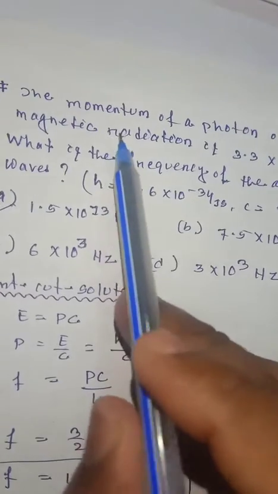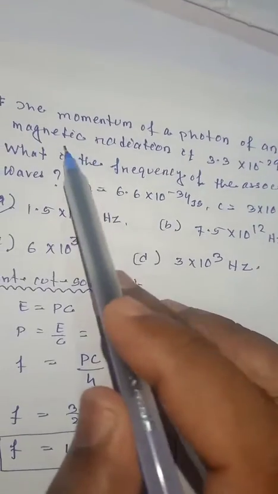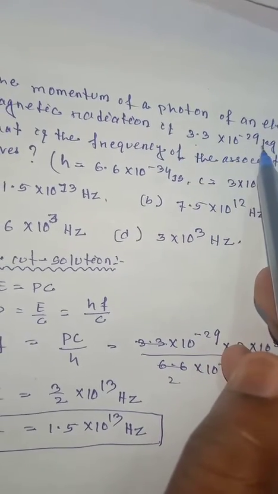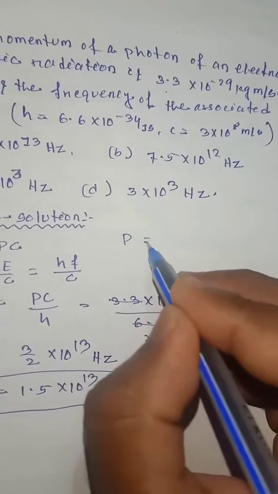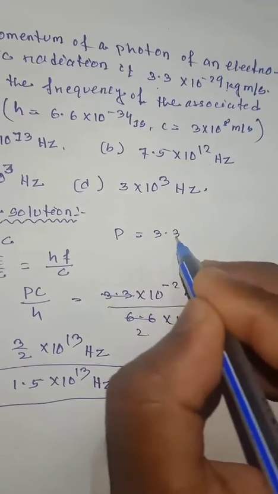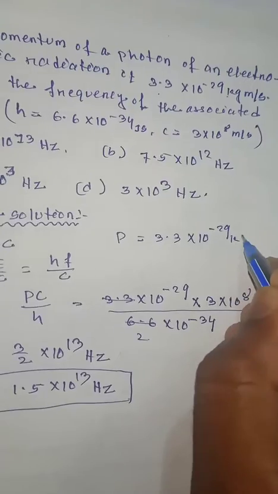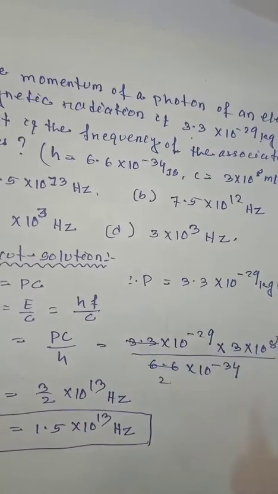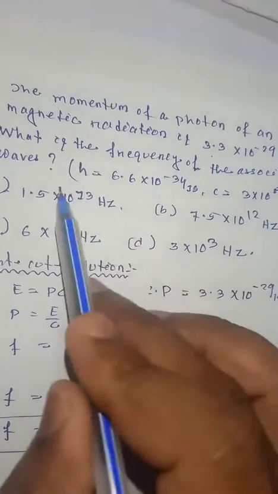Okay, so once again, the momentum of a photon of an electromagnetic radiation is this much. That means momentum is given. Okay, P is equal to this, the momentum, that means P is equal to 3.3 × 10^-29 kg m/s. Okay, the momentum is given. What is the frequency of associated waves?